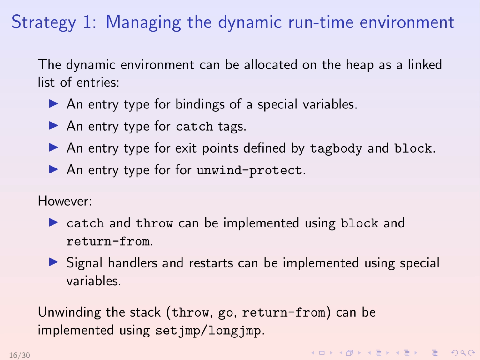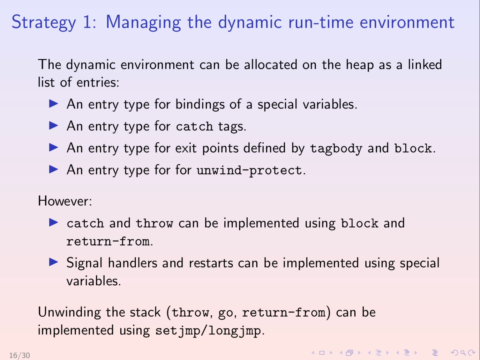We could implement the dynamic runtime environment in the simplest possible way by allocating the entries on the heap as a linked list of entries. So we would have an entry type for bindings of special variables, an entry type for catch tags, one for exit points, and one for unwind-protect. We could simplify this a little bit because catch and throw can be implemented using block and return-from. It's a well-known technique. It's also well known that the entire condition system can be implemented in a completely portable way using special variables. So we can simplify the number of entry types that we need.